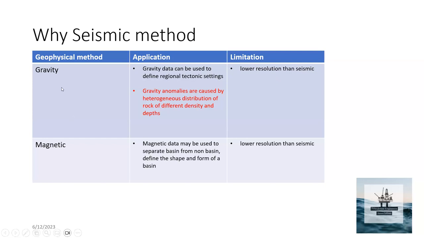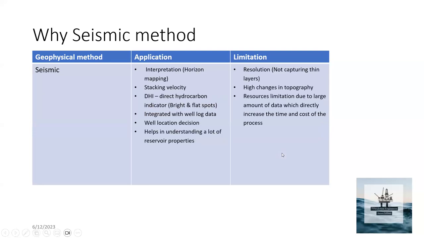The magnetic method will give almost the same result as gravity. So magnetic data may be used to separate basin from non-basin and define the shape and form of a basin. Also, the magnetic method depends on the variation of the magnetic field or magnetic property of the rocks. It also gives a lower resolution than seismic.